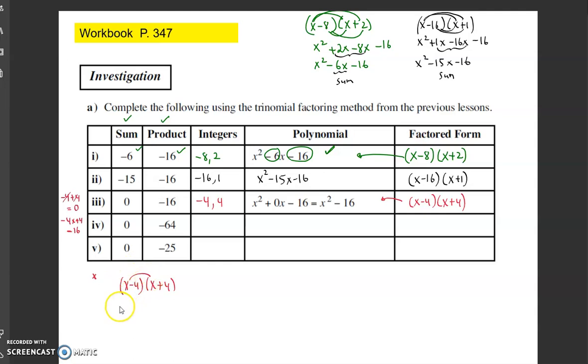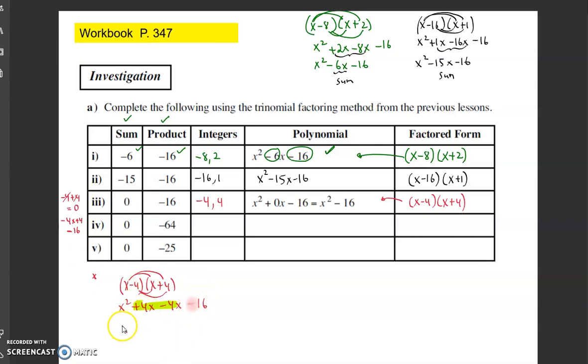But when we expand it, notice what happens here. One will give you a positive 4x and the other one gives you a negative 4x, and it will multiply to become negative 16. So a few things I want you to notice here. You always get one positive, one negative, and you will always get this last sign to be negative.